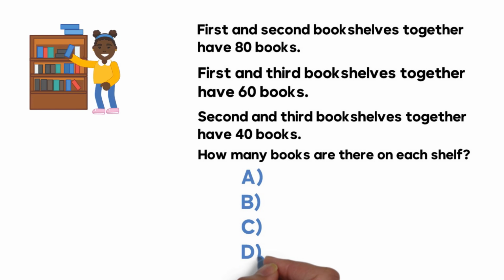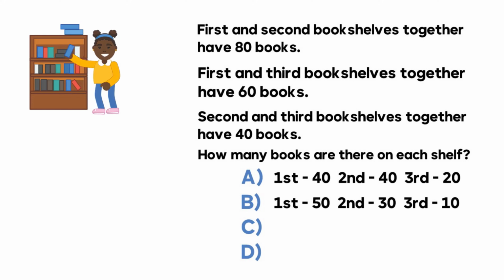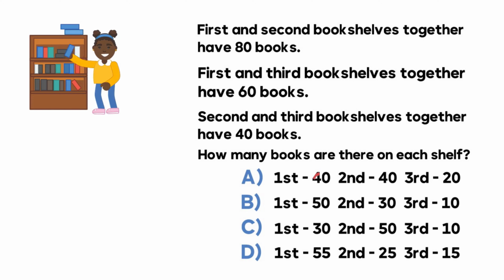You have 4 different choices. For the first, second, and third bookshelves, in choice A, you have 40, 40, and 20. In choice B, 50, 30, and 10. In choice C, 30, 50, and 10. And in choice D, 55, 25, and 15. Do you see the answer?